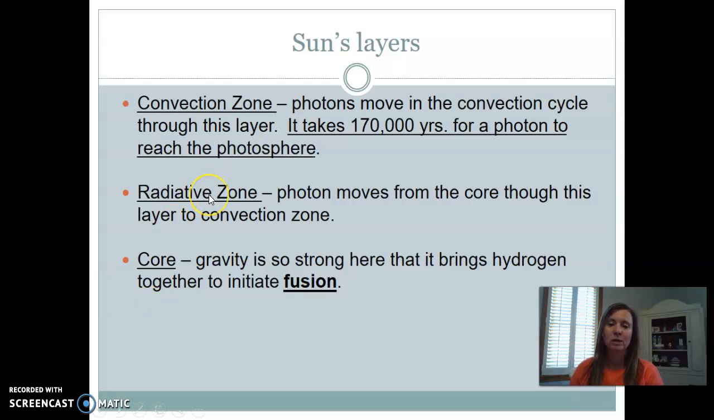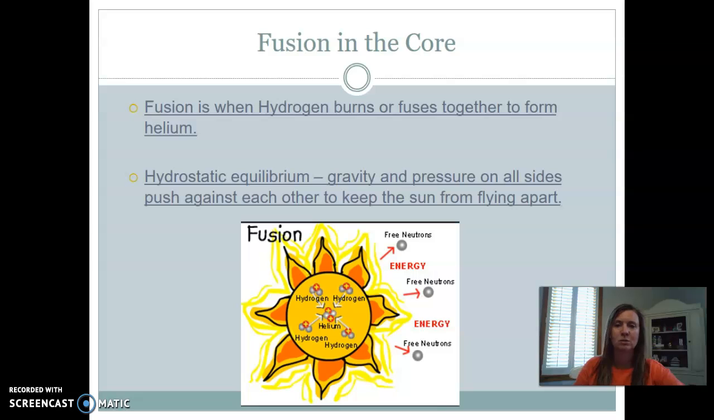So we have our radiative zone, which is just radiating energy, our thermodynamics with radiation and convection, and then the core, where we're going to focus today. It is the most dense part of the star, and it is fusing together hydrogen. There is so much pressure put on the core that it causes this fusion. We talked a little bit about this: hydrogen fuses together to form helium.